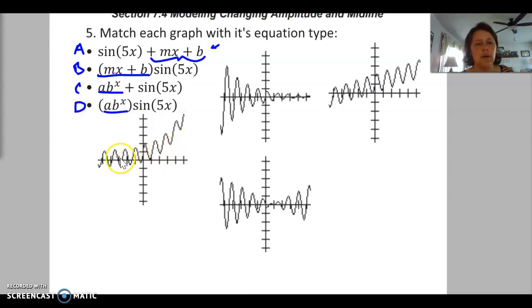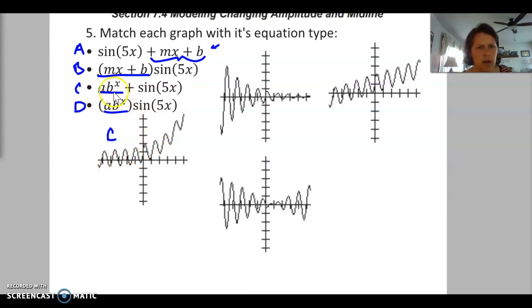All right, so let's look at this equation first. It looks to me that this is a midline change. It is not an amplitude change. The amplitude seems to be the same throughout, but the whole trajectory of the sine function is trending up. So this is going to be an exponential change to the midline. So this one is going to be C.